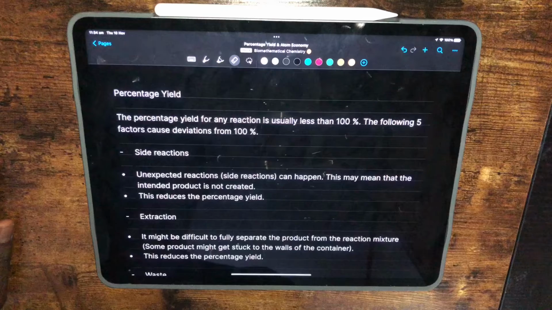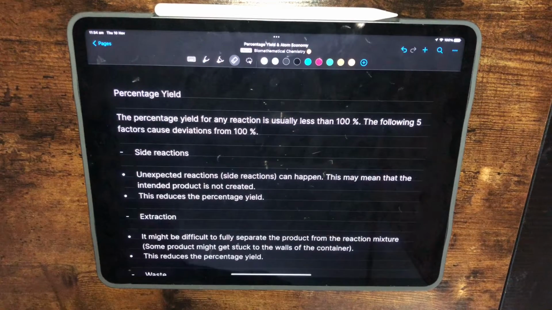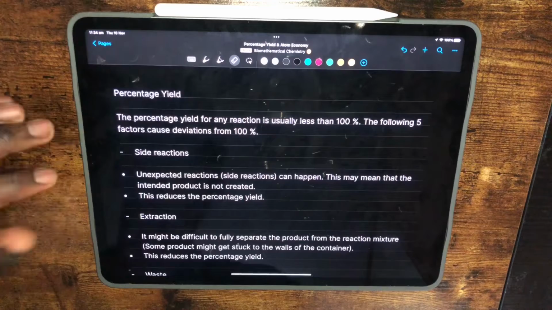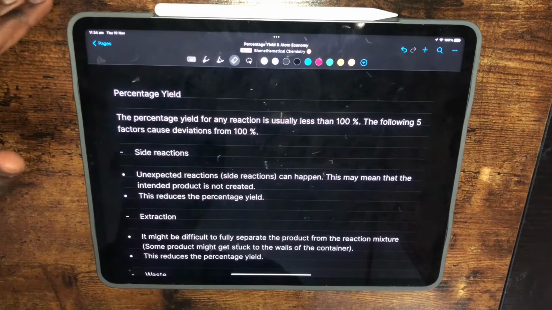The whole point of percentage yield is to try and tell you how much of your product is actually forming relative to how much you were expected to form. And there's different things you could do to increase your percentage yield, which means that you're getting more value for your money. Realistically, this is good financially for companies, right? So the percentage yield for any reaction is usually less than 100%.